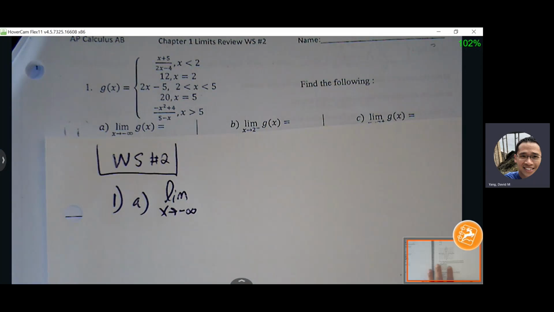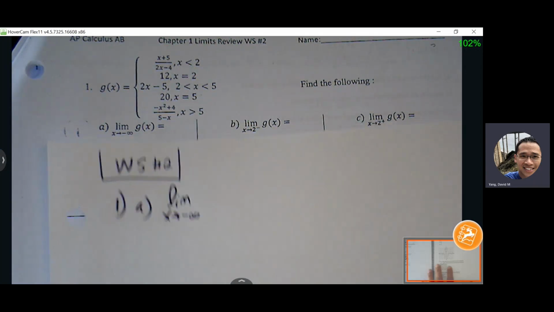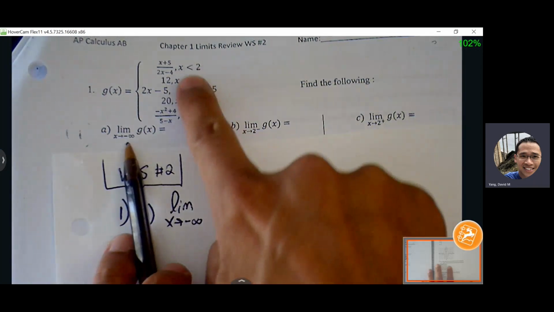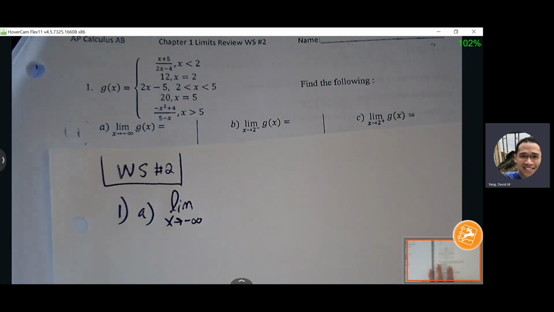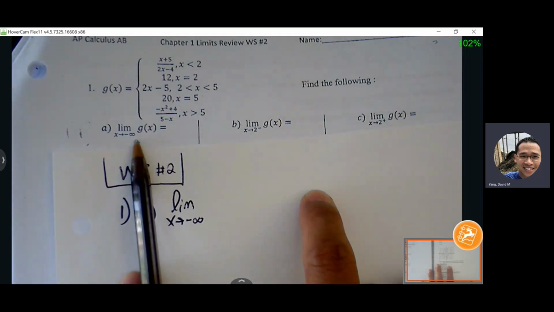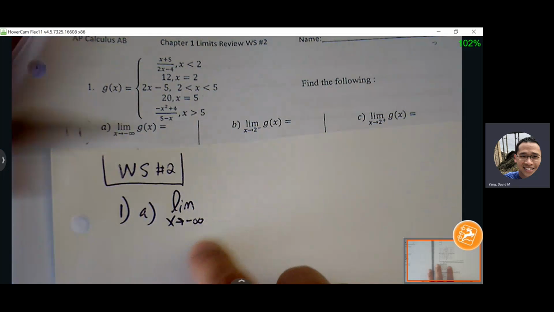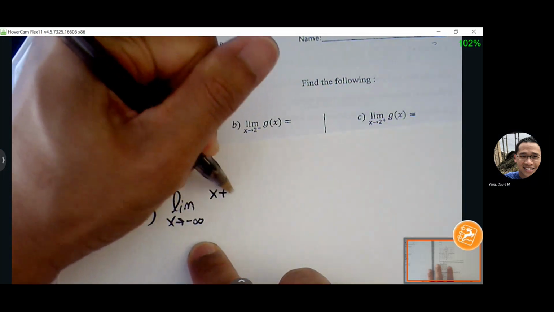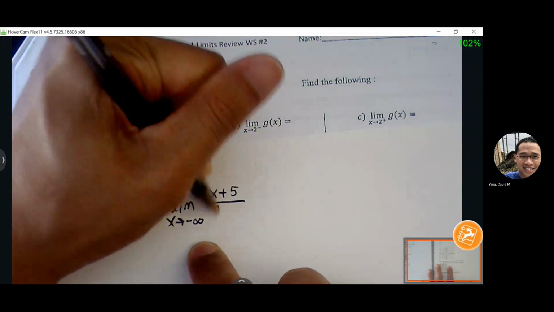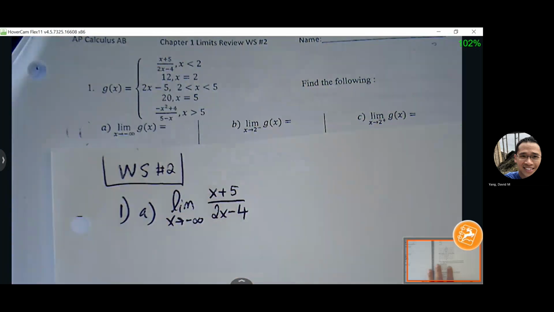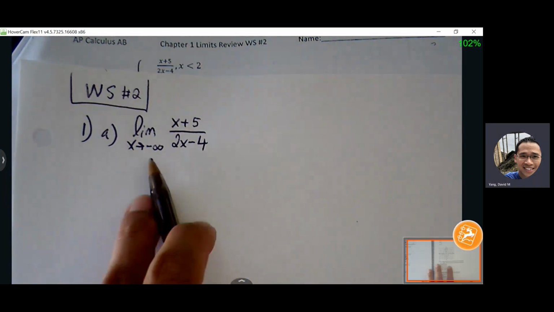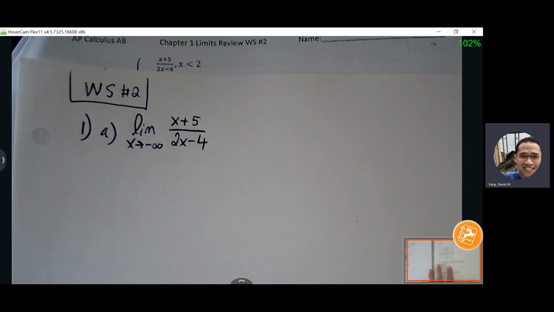All right, so which piecewise function can we choose? x plus 5 over 2x minus 1. Yeah, so less than 2, that also means x between negative infinity and 2. So that falls into this category as it continually extends to the left past our graph. So when we see infinity as our limit, what's our process?